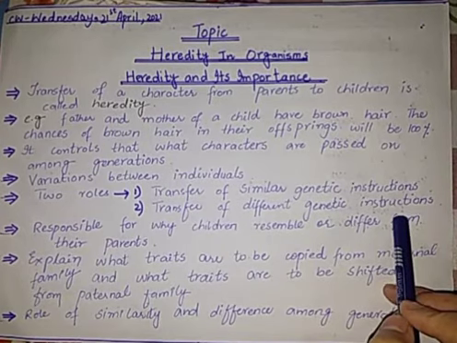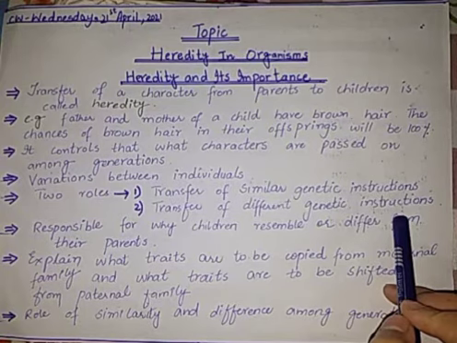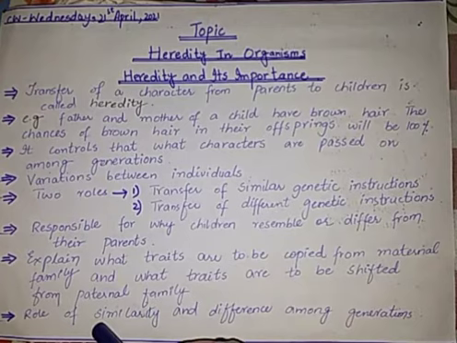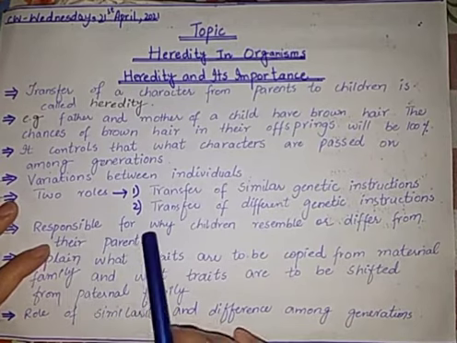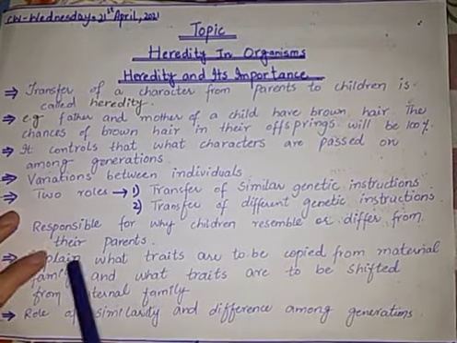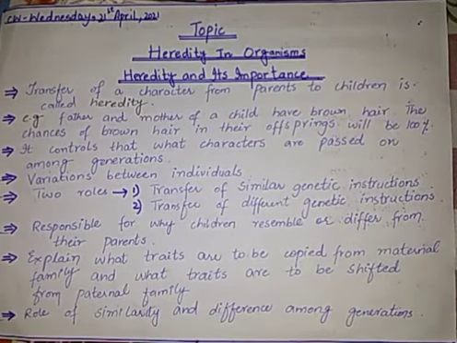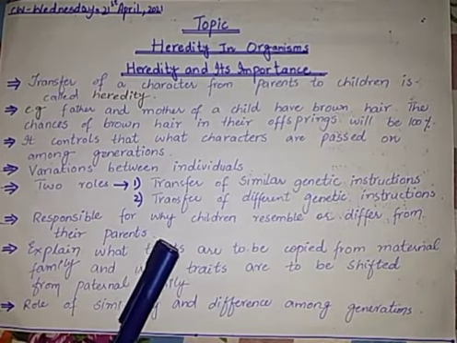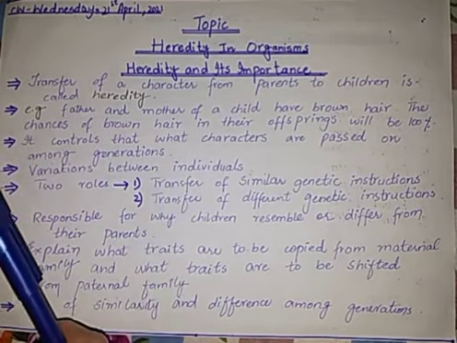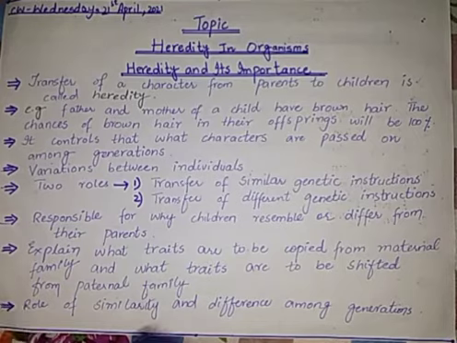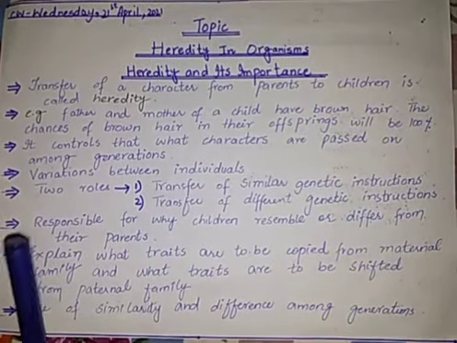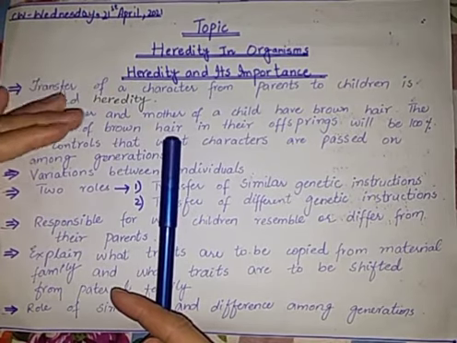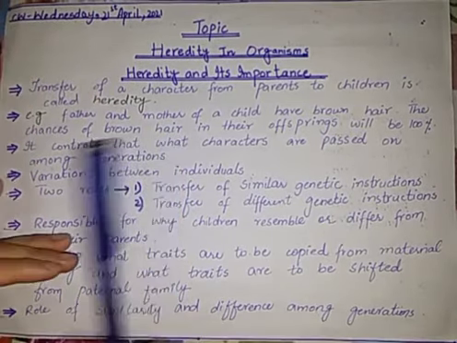Students, dominant characters are repeatedly passed on in the family from generation to generation. So it is responsible for why children resemble or differ from their parents. Taking your own example, you have many characters that resemble your father and many that resemble your mother. This process is heredity, the transfer of characters from mother to children and from father to children.